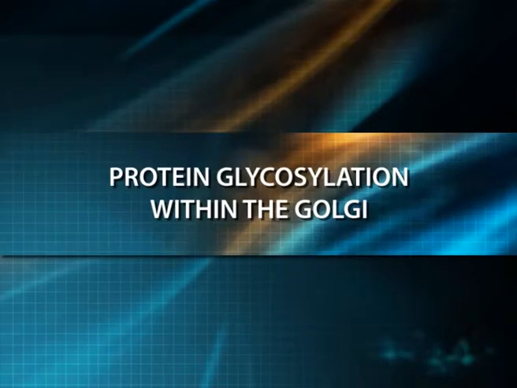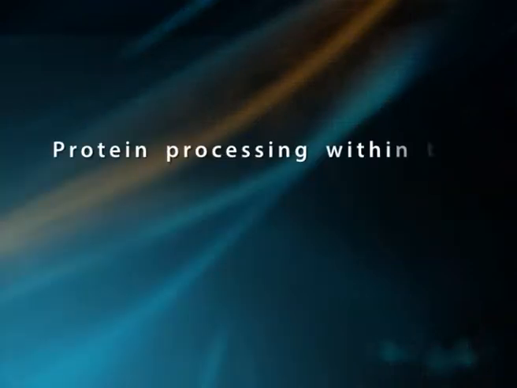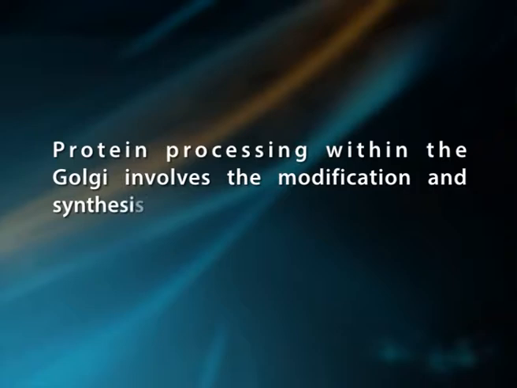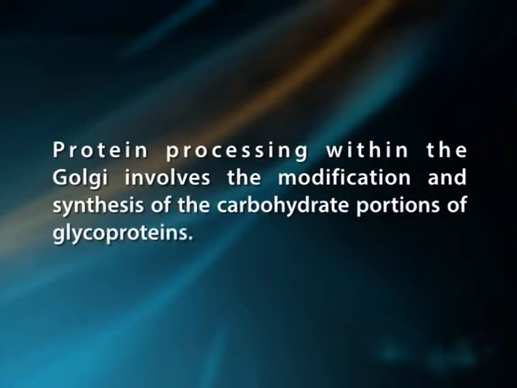Protein glycosylation within the Golgi. Protein processing within the Golgi involves the modification and synthesis of the carbohydrate portions of glycoproteins. One of the major aspects of this processing is the modification of the N-linked oligosaccharides that were added to proteins in the endoplasmic reticulum. As discussed earlier, proteins are modified within the endoplasmic reticulum by the addition of an oligosaccharide consisting of 14 sugar residues. 3 glucose residues and 1 mannose are then removed while the polypeptides are still in the endoplasmic reticulum.